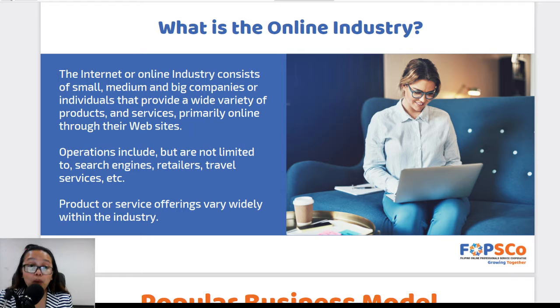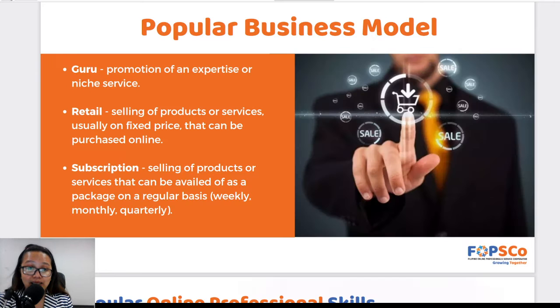First, what is the online industry? Of course, the internet or online industry consists of small, medium, and big companies or individuals that provide a wide variety of products and services primarily online through their websites. The operations include but are not limited to search engines, retailers, travel services, among others. Product or service offerings vary widely within the industry.